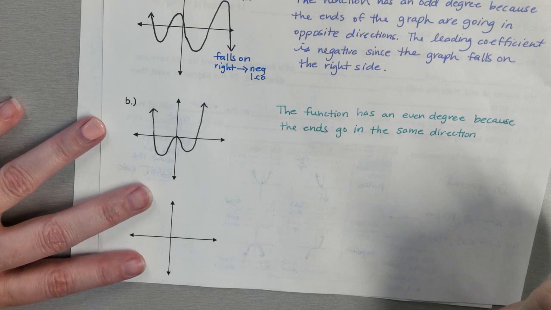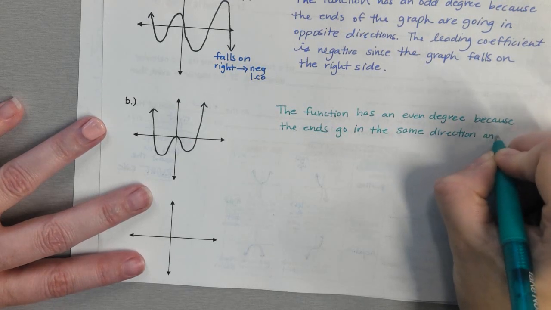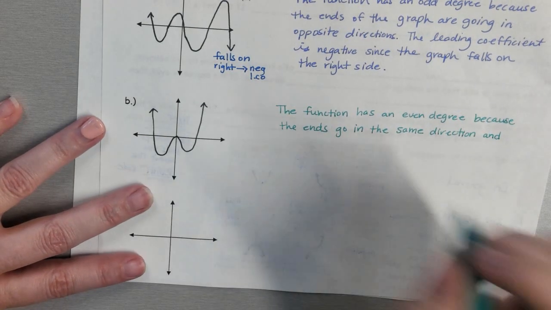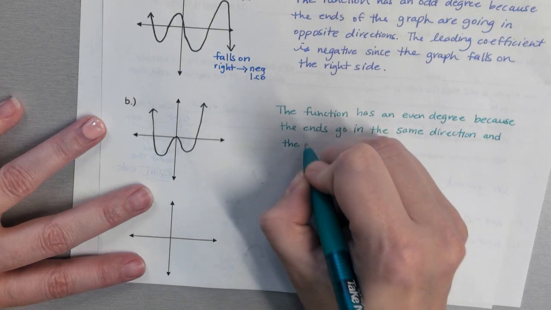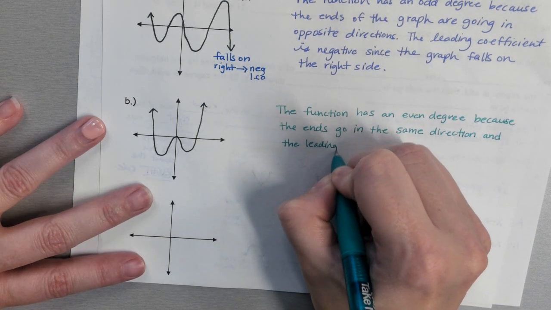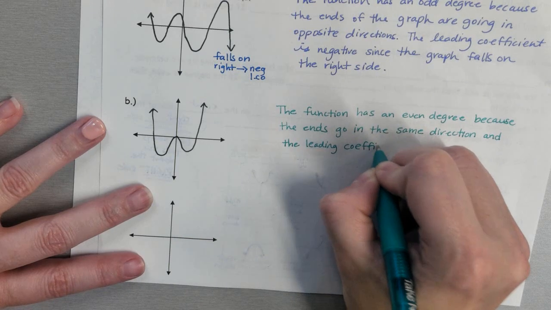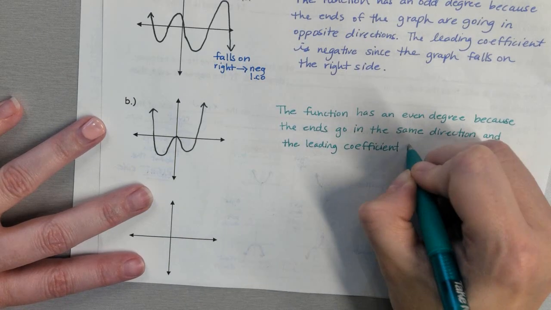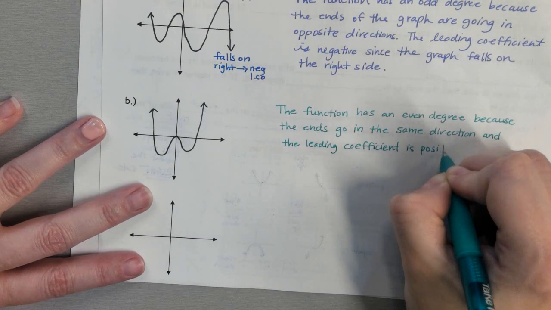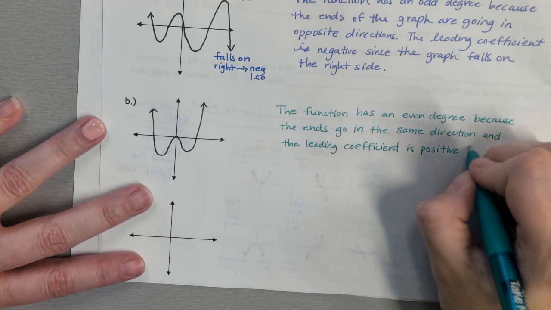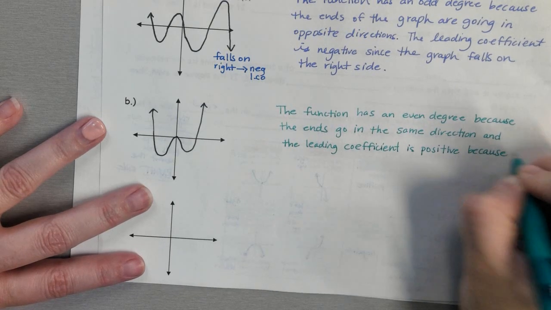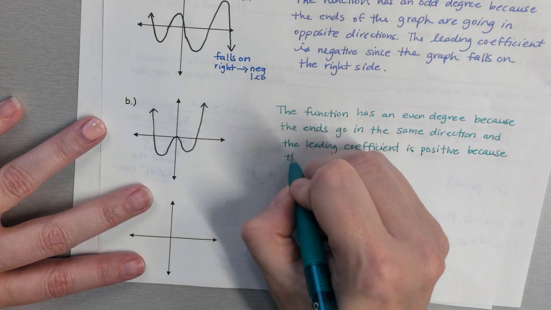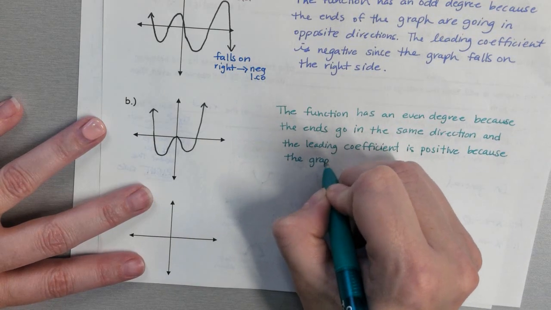And if you want, you can even make it 1 sentence. And the leading coefficient is, what is it? Good. Leading coefficient is positive. And then Casey, why is it positive? Good, because the graph rises on the right. Perfect.